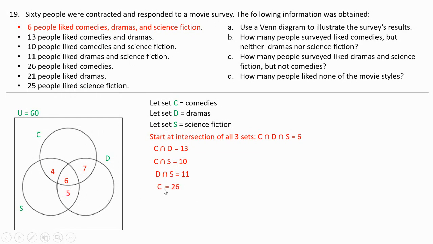Then C equals 26, right? So this whole set C is equal to 26. So 4 plus 6 plus 7 plus something must be 26, right?